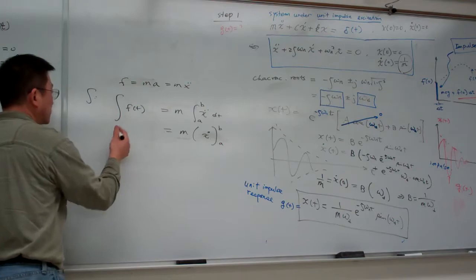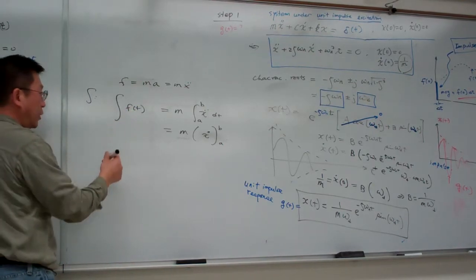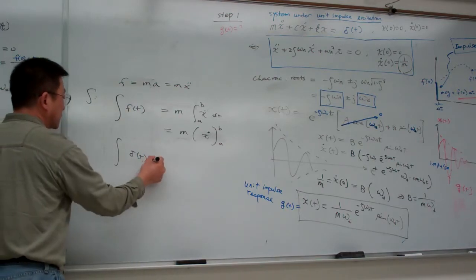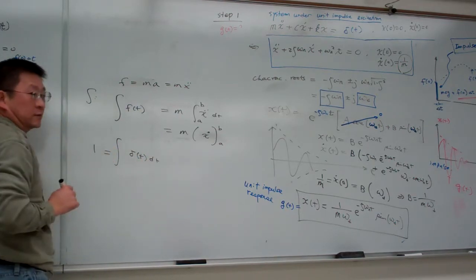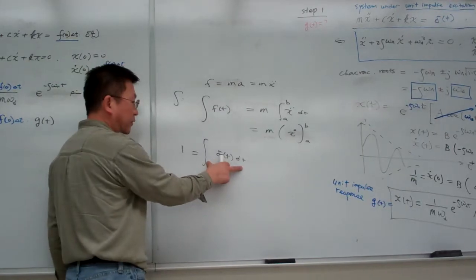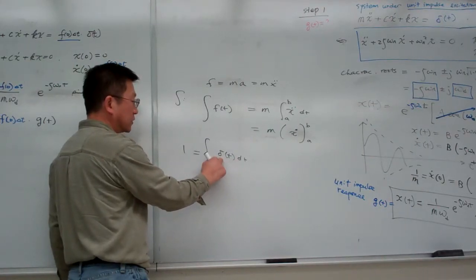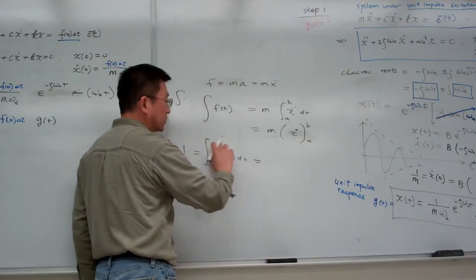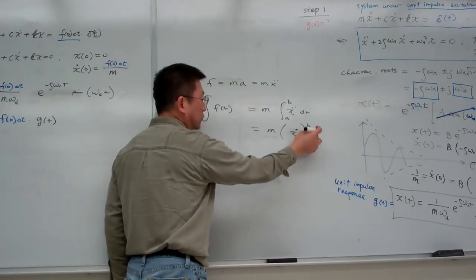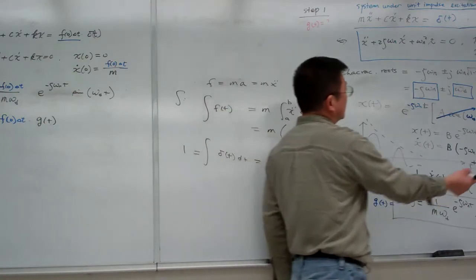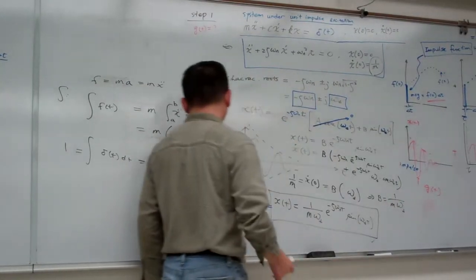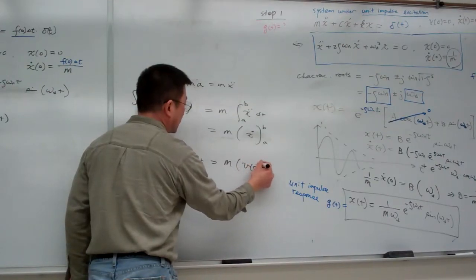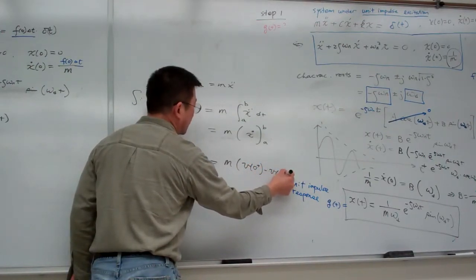So right now, once F is an impulse, then basically the integral will be equal to 1, and that is simply the area under the curve, which by definition equals 1. And for this case, you can see the impulse only activates in very little time there. So here basically it is m v0 minus zero.